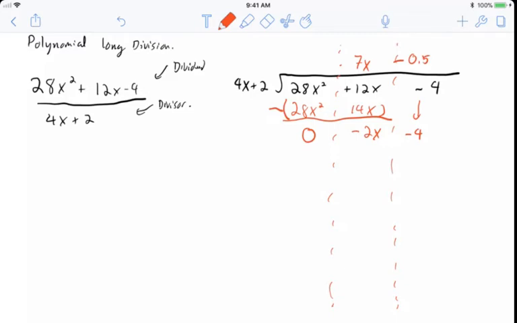So I do that. Minus 0.5 times 4x is minus 2x. 2 times minus 0.5 is minus 1. And now I'm going to subtract these two polynomials, and the first will cancel out just like I want, and the second will give me something new. Okay.